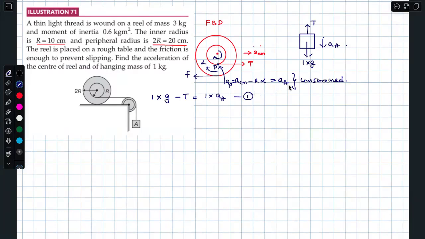Boys and girls. Next point, what you need to notice is the free body diagram of this arrangement, the reel. So T minus F is equal to, what is the mass of that? 3 kg. 3 times acceleration of center of mass, equation 2. Any doubt? Now, what point do I usually prefer to apply the torque equation about? The center of mass.